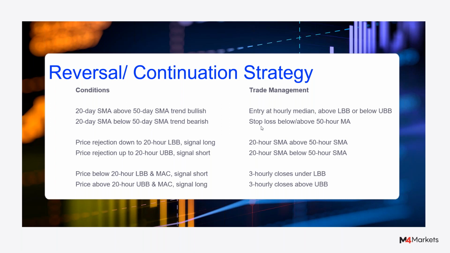It's going to make sense when we get to the chart. Stop loss below or above the 50-hour moving average. Okay, 20-hour above 50-hour we close. 20-hour SMA below 50-hour. Again, this is the same sort of rule. And we're going to get 3 hourly closes under the lower Bollinger Band or the upper Bollinger Band for confirmation here. Okay, 3 hourly closes as before. This is the confirmation that we need.